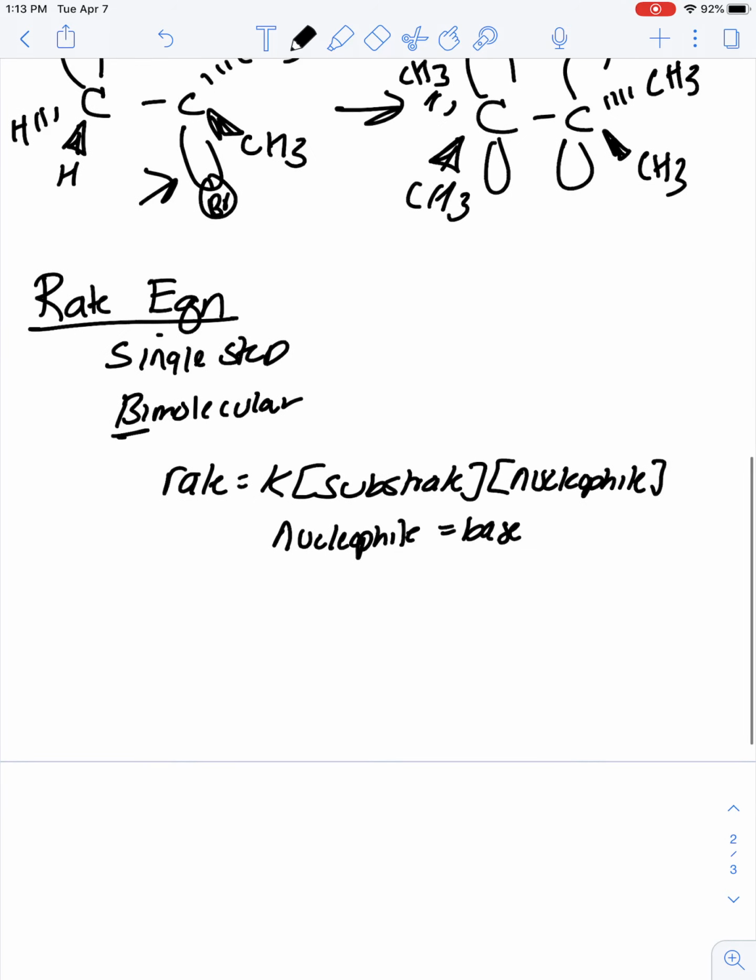So again, for an E2 reaction, we do need a strong nucleophile. And the reason that we need that strong nucleophile is because it is part of that overall rate equation. So if we were to use a weak nucleophile, the reaction would proceed too slowly.